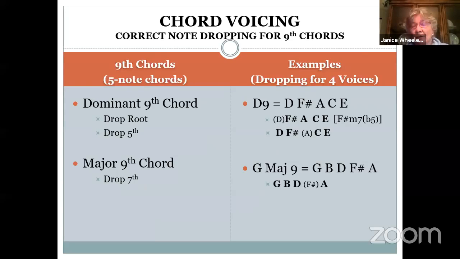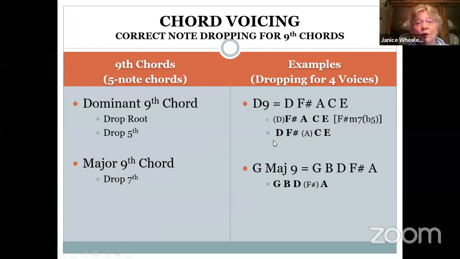The dominant 9th chord, which is one of the predominant chords of barbershop, we can drop either the root or the 5th. If you remember the dominant 9th chord, D is the root, F sharp is the 3rd, A is the 5th, C is the flat 7th, and E is the 9th. If we leave the root off, then we have F sharp, A, C, E, which is also known as F sharp minor 7 flat 5, the chord that's built on the 7th tone of the major scale.